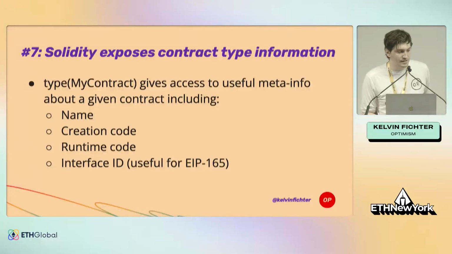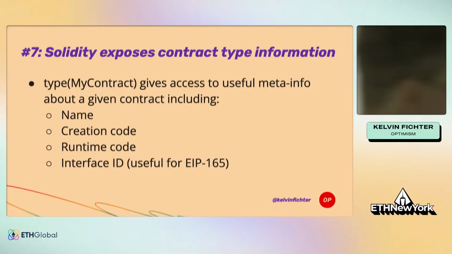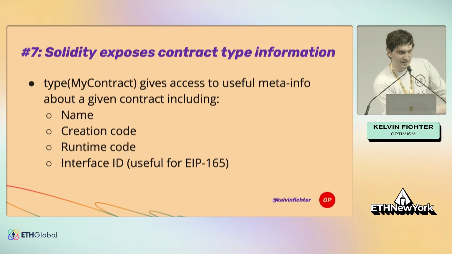And then the interface ID is really useful if you've ever used EIP 165, which is this supports interface thing where you can query a function and the function will tell you what interfaces a certain contract supports. You can just really simply return type(MyContract).interfaceId, and that's a very easy way, instead of having to do this whole XOR of different stuff. It does this for you. So very useful, saves you a couple lines of code.